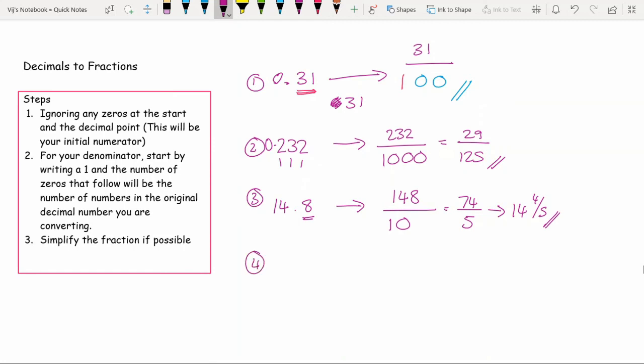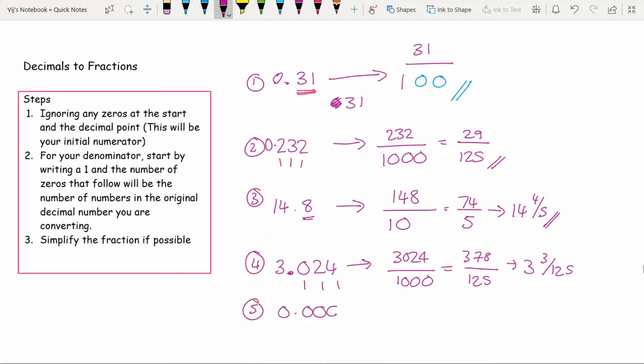So again, for our next example, let's go for 3.024. Ignoring any decimal point, I've got 3024 over 1, and I've got 1, 2, 3 numbers after the decimal point, so I've got over 1000, and 3024 over 1000 simplifies to give me 378 over 125, and again, converting that into a mixed number, we get 3 and 3/125.